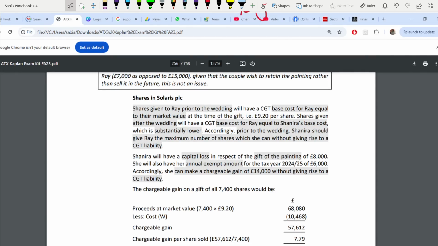So with the shares, if you are giving them before the wedding, Ray's base cost will be equal to the market value at the time of gift. That is 9.2 per share. If you are giving them after the wedding, Ray's base cost will be equal to Shanira's base cost, which is lower.